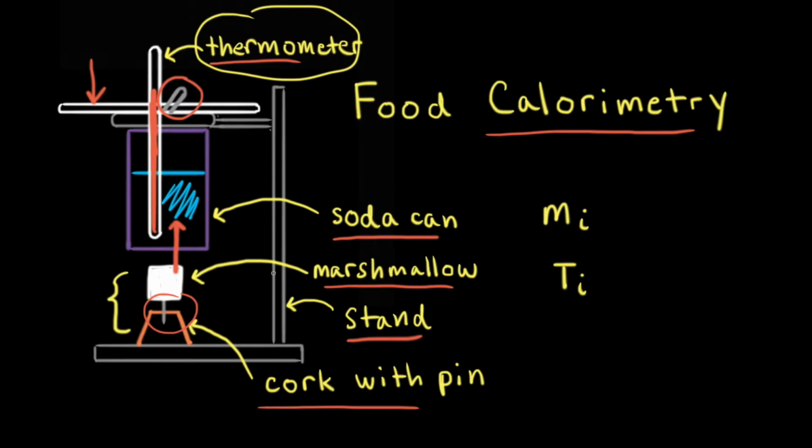After the marshmallow burns for a little while, we can stop the burning process. And once we stop that, we want to look at the thermometer for the maximum temperature reached. And when we find that maximum temperature, we can go ahead and record it. So we have a final temperature. And once the marshmallow with the cork and the pin cools down, we can find a final mass.